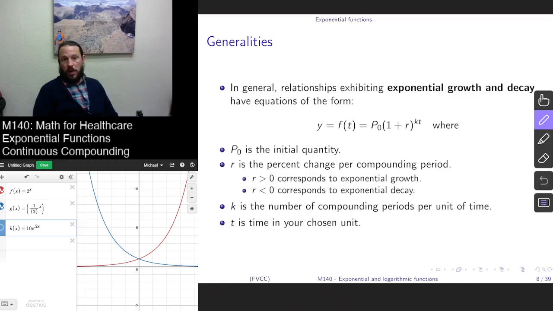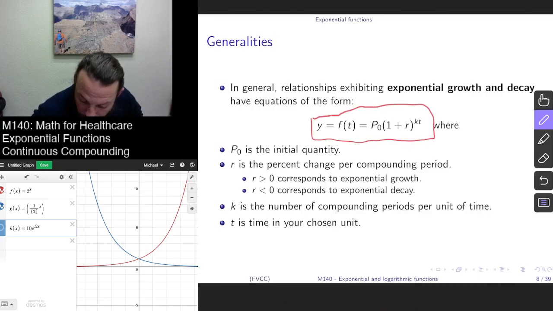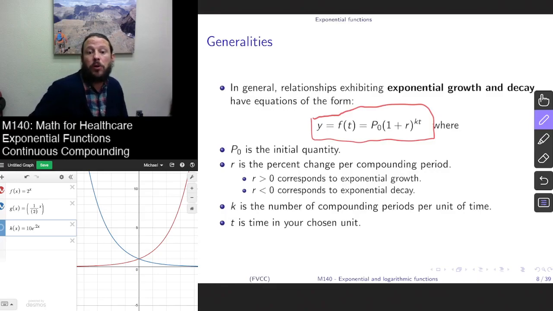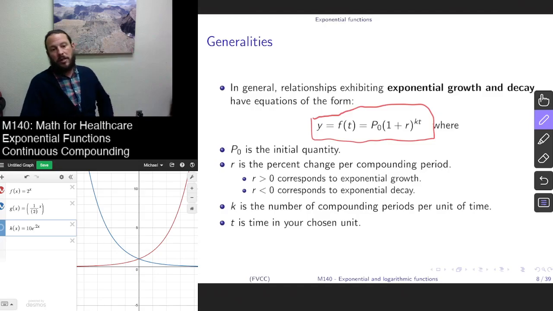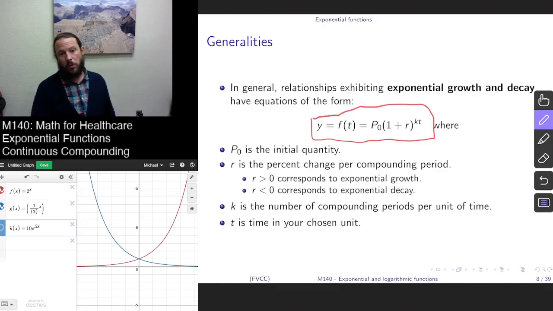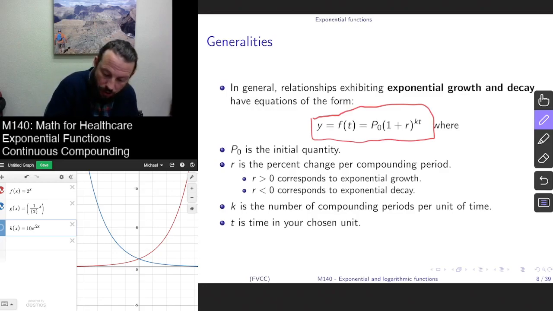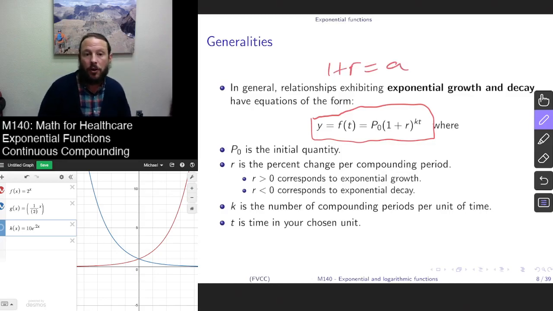With growth, we get exponential growth or decay, and in general it's equal to the function: the initial amount, P naught, times 1 plus R, where R is the percent change per compounding period, raised to the KT, where K is the number of compounding units per unit of time, and T is, of course, your time in your chosen unit. We looked at a few of those. It was one way to think about it, but remember, in all those cases, 1 plus R equals some number, call it A, right?